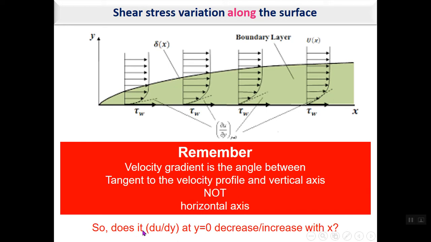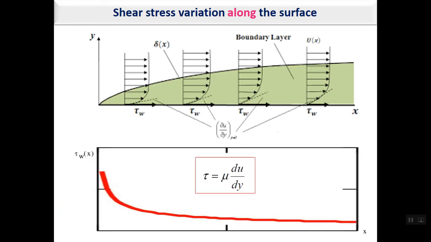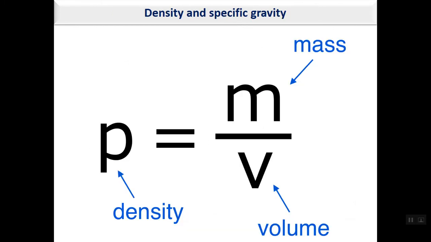So does it decrease or increase with x? Can you answer? By it I mean du over dy at y equals 0. What do you think? Does it decrease or increase with x? I hope you answer it correctly, and yes, the velocity gradient will decrease as you go further along the x direction. So the shear stress along the surface will be somewhat like the one you can see here. Okay, these two topics were very important, as I said.